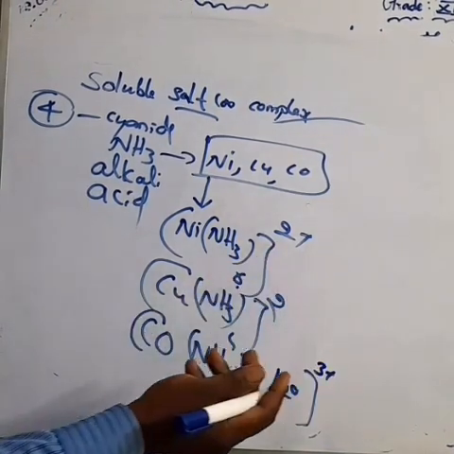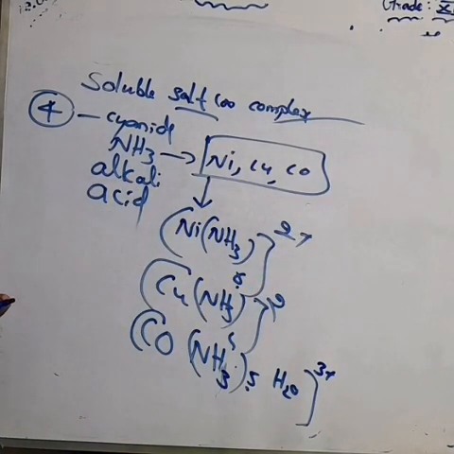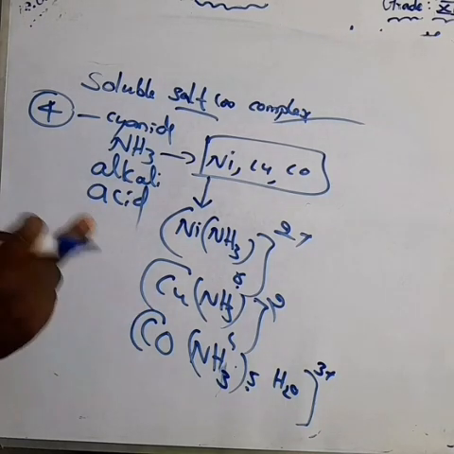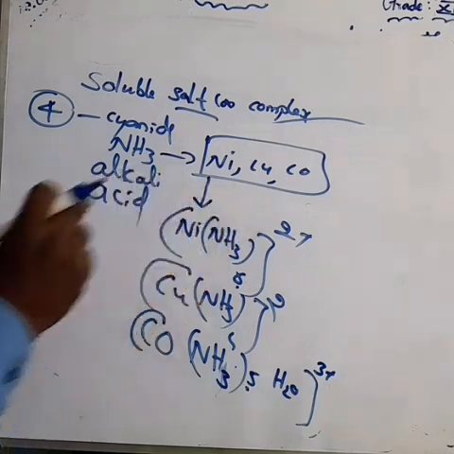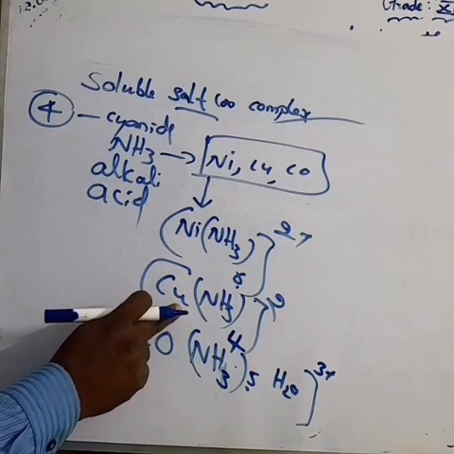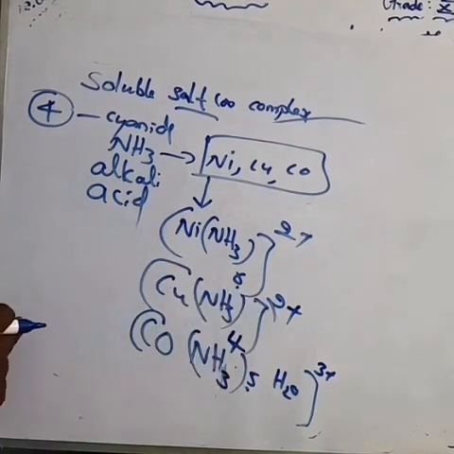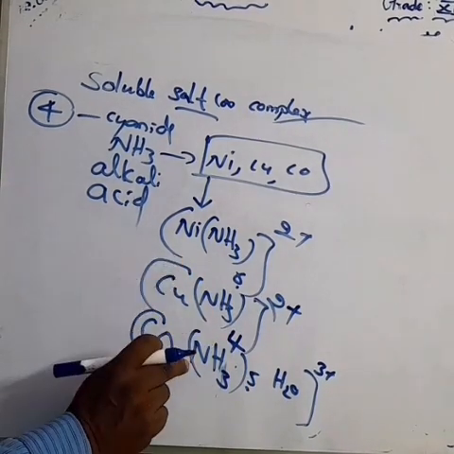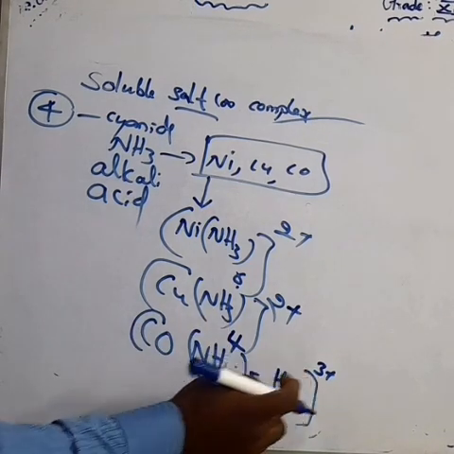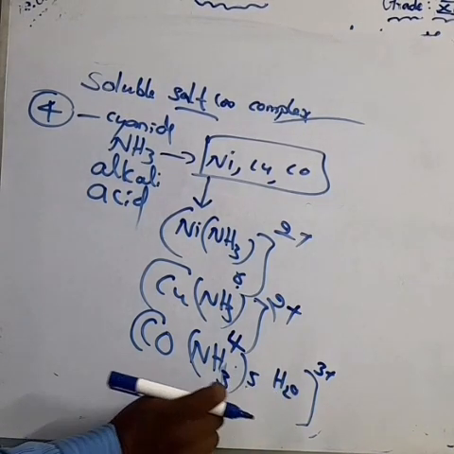How much ammonia is there? 6 ammonia, so 6 means hexaammine nickelate(II) ion. Hexaammine nickel(II) ion. Here [Cu(NH3)4]2+ has 4 ammonia, so tetraammine copper(II) ion. Here [Co(NH3)5(H2O)]3+ has 2 types of ligands. These are the ligands. I will explain later, in another video I will send.